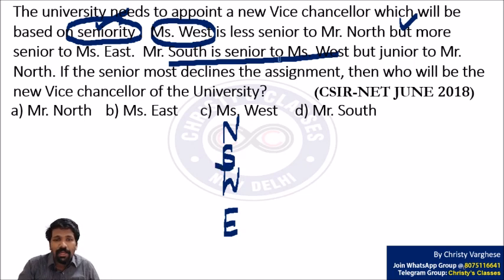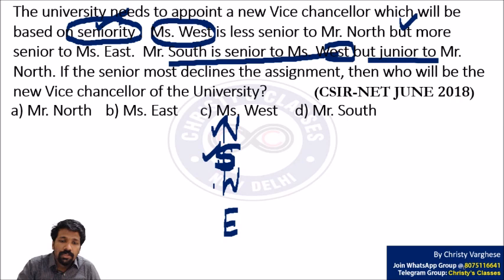So this sentence, South is senior to West, but South is junior to North. That means South is more junior to North. Sorry, more junior to North means below North according to seniority. So we understood that this is the final arrangement according to the order of seniority: North, South, West, East.